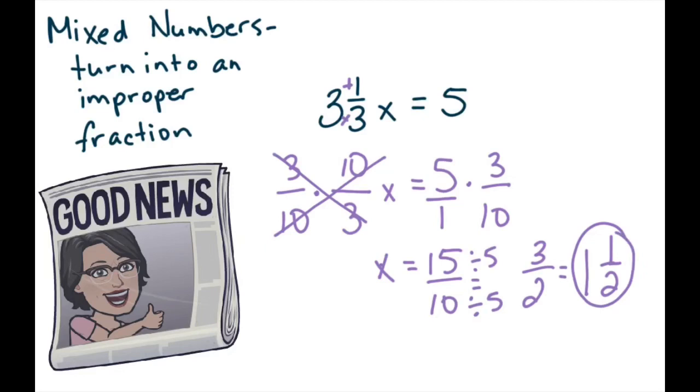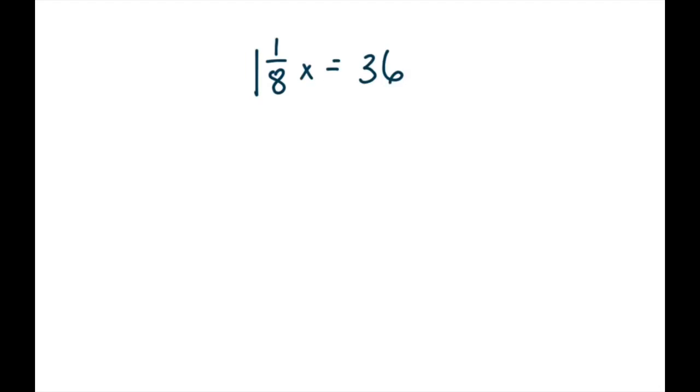All right, so let's try this again. Take a minute, pause the video, and try this in your notes. Try it out. Let's see what you do. All right, so let's see what you came up with. First, you should have changed your mixed number into an improper fraction. So 1 times 8 is 8, plus 1 is 9. And you leave the denominator the same, so you have 9/8 x equals 36.